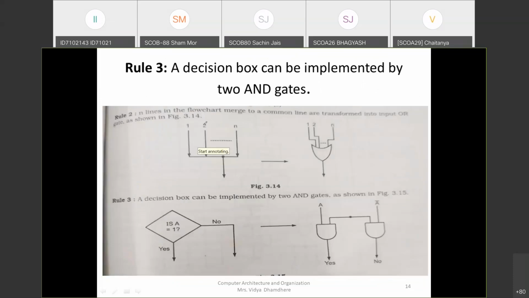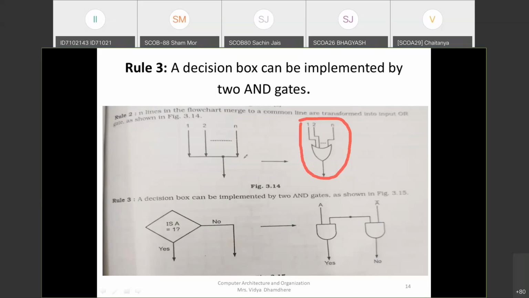For example, if you have n input lines and only one output line, then the n input lines are given to the OR gate as inputs 1 to n, and only one output line is generated. That means n lines in the flow chart merge into common lines that are transferred into the input of the OR gate, which is shown in this diagram.